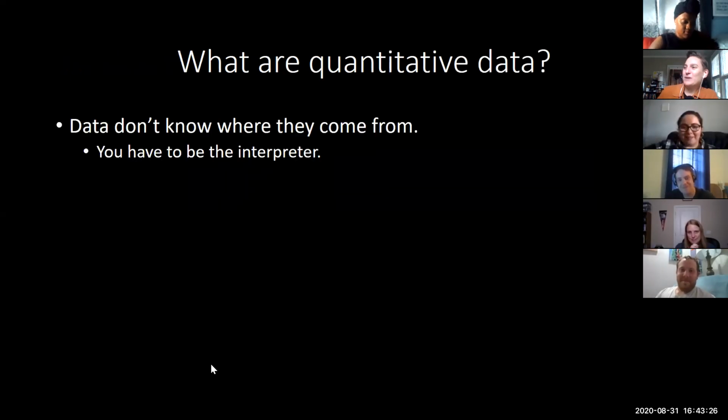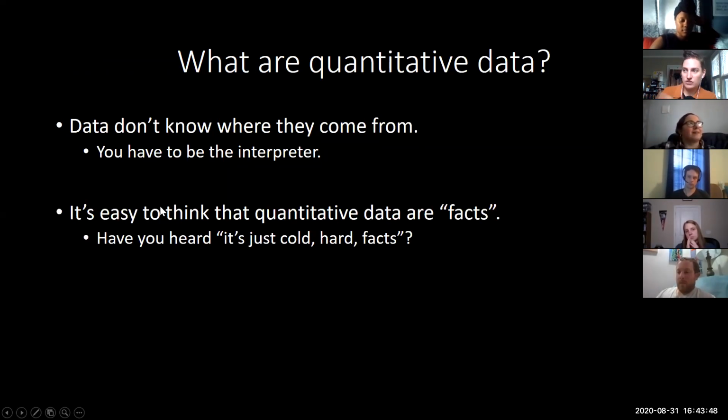Okay, so what are quantitative data? Data don't know where they come from. We had both Krista and Aaron able to say that 68,000 number is not clear at all. Whereas someone who doesn't study higher education, they say 68,000, that's clear, I know what that means. So you have to be the interpreter of these data. You have to understand what these data mean. That is your job.